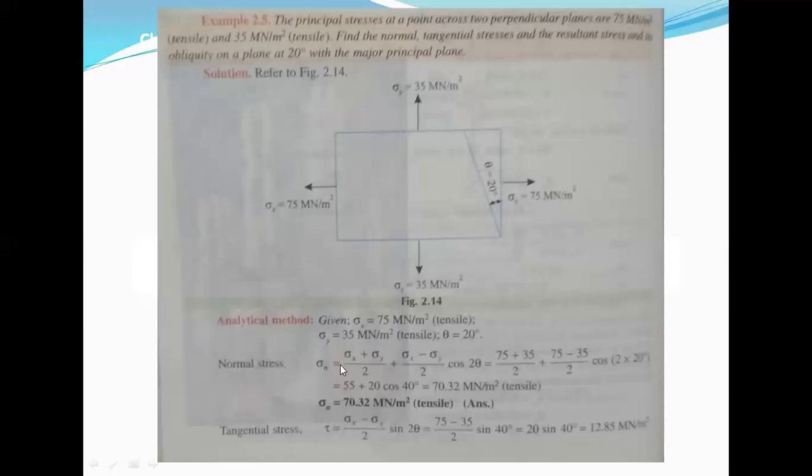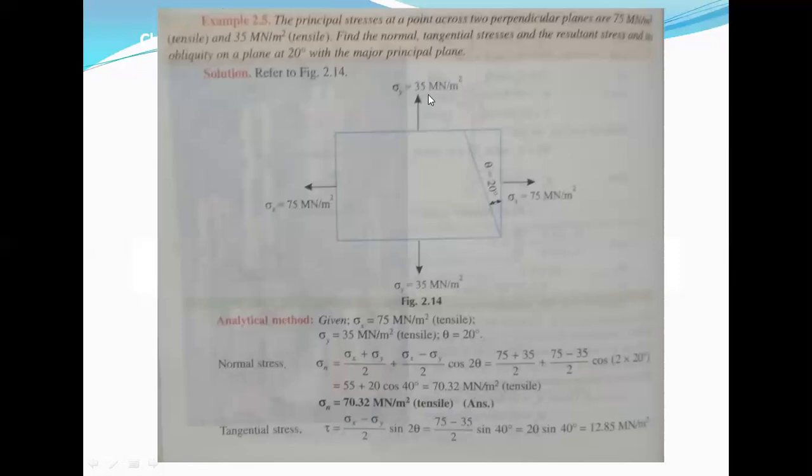First of all, we will find sigma n. Sigma n is (sigma x plus sigma y) by 2 plus (sigma x minus sigma y) by 2 cos 2 theta. That is (75 plus 35) by 2, which is 110 by 2, plus (75 minus 35) by 2, which is 40 by 2. That is 55 plus 20 cos 40 degrees, since theta is 20 degrees. So the normal stress sigma n is 70.32 mega Newton per meter square. This will of course be tensile because sigma x and sigma y are tensile. Answer number one: 70.32 mega Newton per meter square tensile.